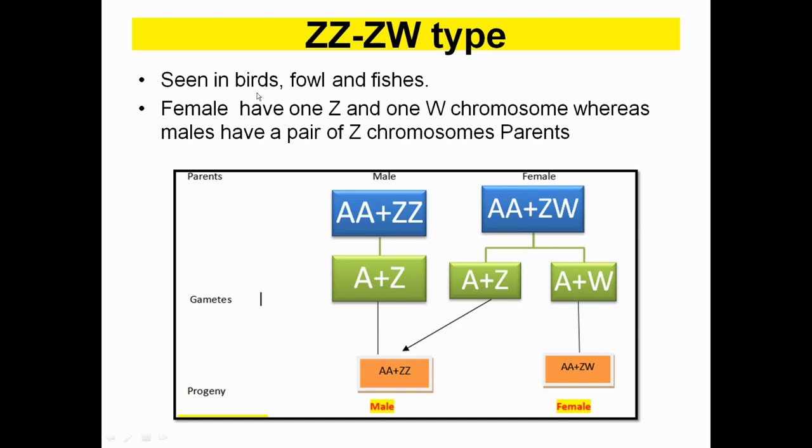It is prevalent in birds, fowl, and fishes. Here, along with the autosomes, we have ZZ type of sex chromosome in male, and in female, we have ZW type of sex chromosome. And you can see the female is going to produce two different types of gametes, and this is referred to as female heterogamety. In male we have the same type of sex chromosome, however in female we have different types of sex chromosomes.